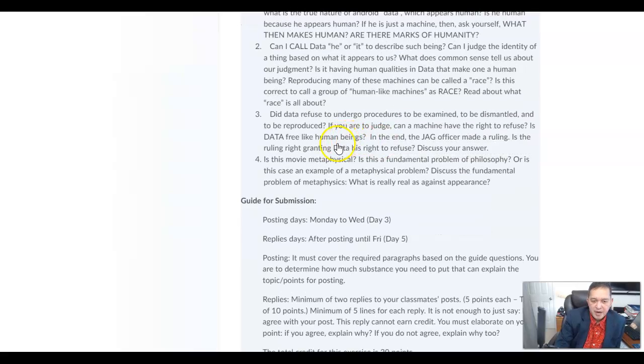Now, number 3, third paragraph. It's about refusing orders. Do you think robots have the right to choose? Can they refuse? What if my computer will refuse me? Joe, I don't want to open because I hate you. Or my cell phone will pop up something there: I will not follow you. Wow. Can a thing like Data refuse, if you consider Data here as a machine or a thing?